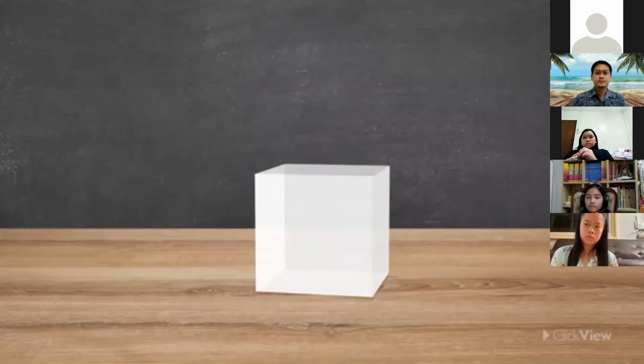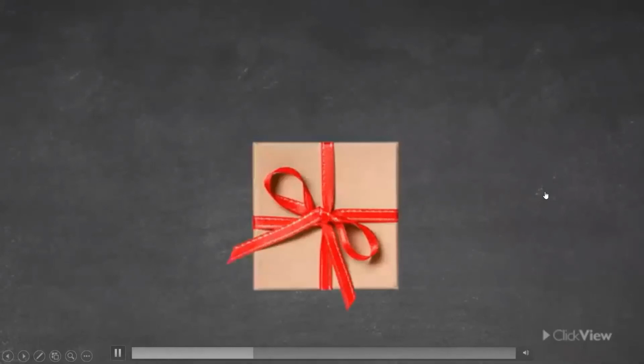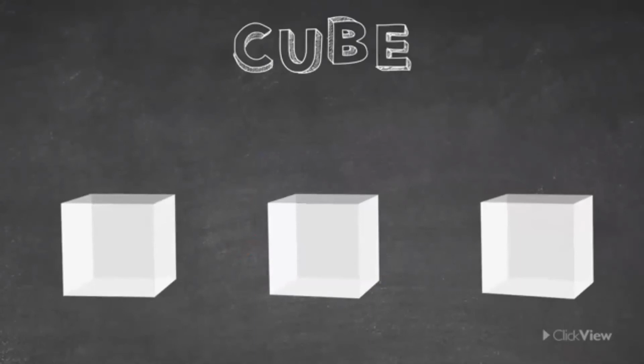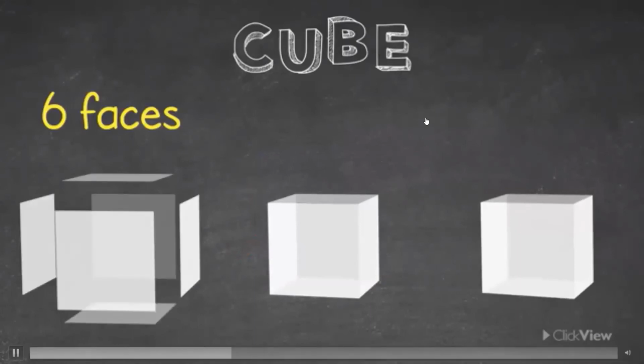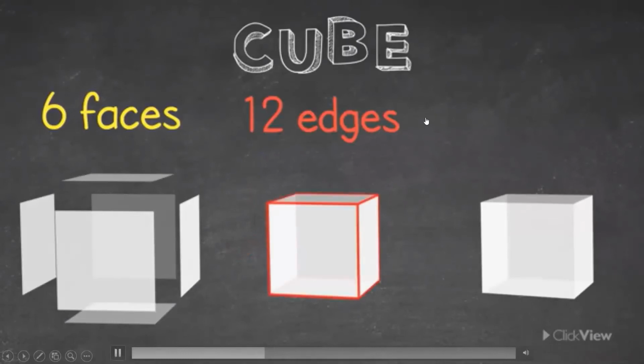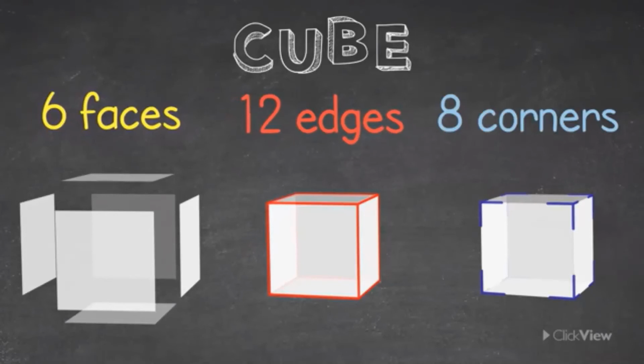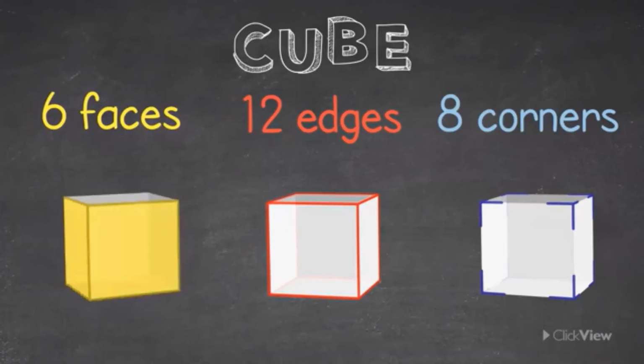Here are some 3-dimensional shapes and their features. This shape is a cube. A cube has 6 faces that are identical, 12 edges, and 8 corners. All of the faces, edges, and corners are the same size and length. Can you see how each face of the cube is a square?